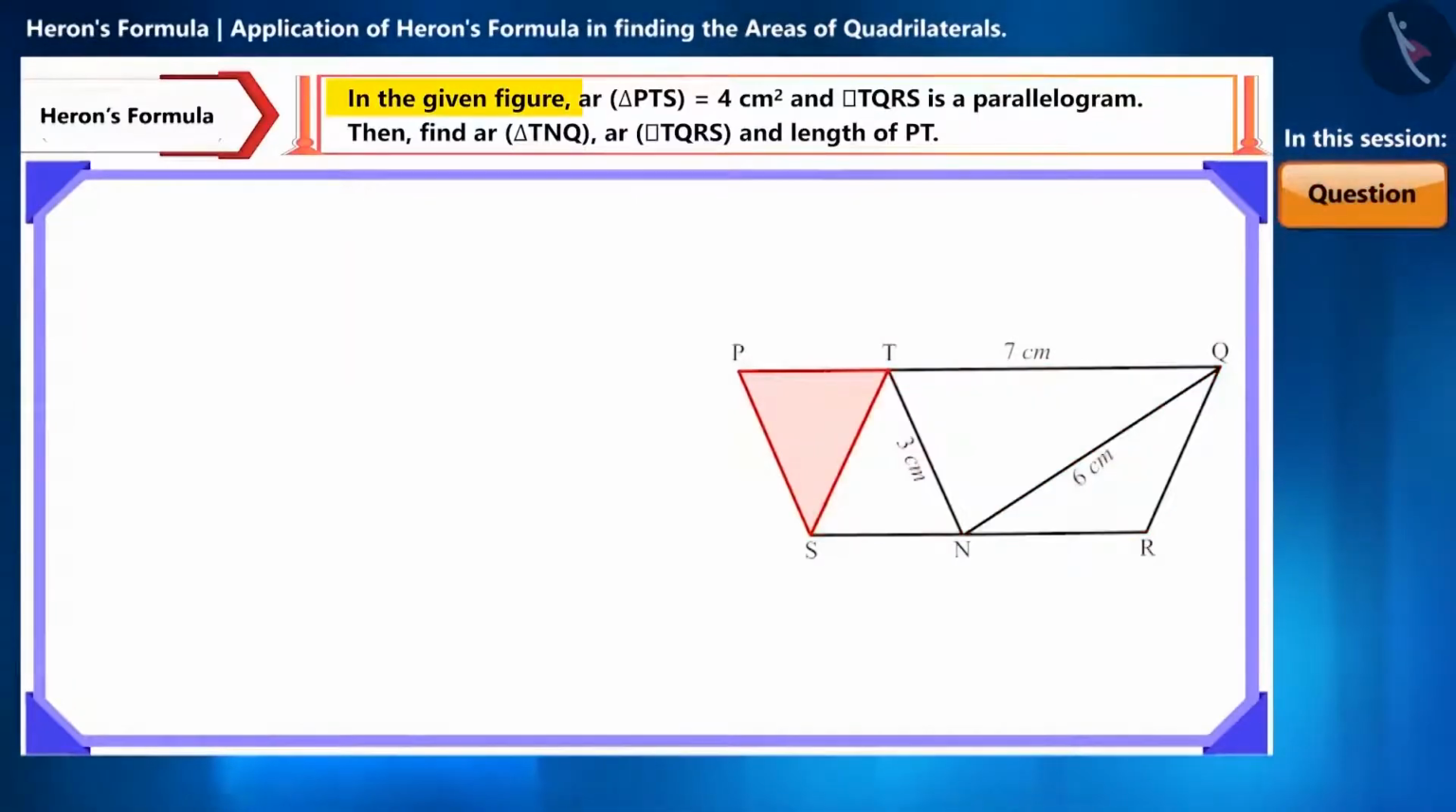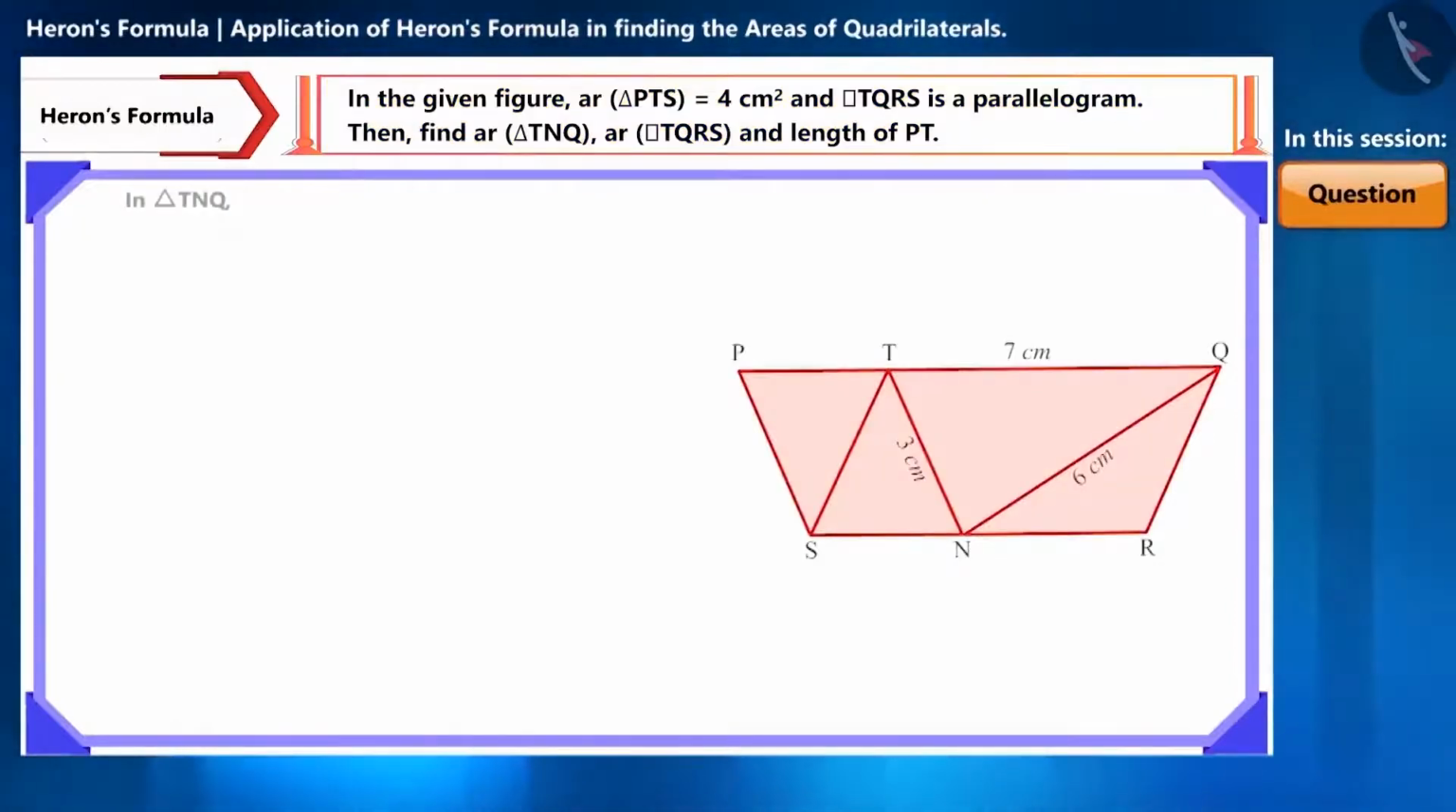In the figure, the area of triangle PTS is 4 square centimeters and quadrilateral TQRS is a parallelogram. On the basis of the given information, find the area of triangle TNQ, parallelogram TQRS and the length of side PT.